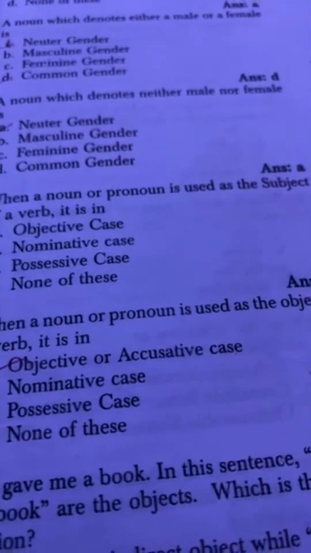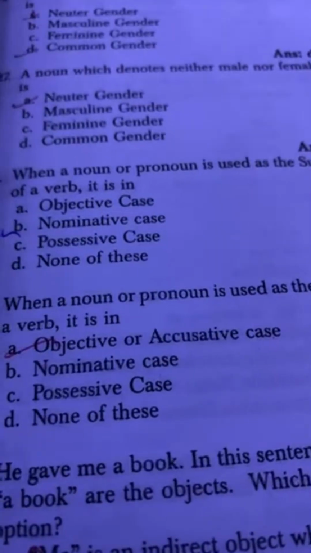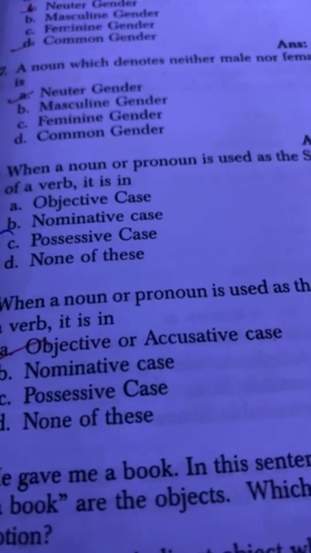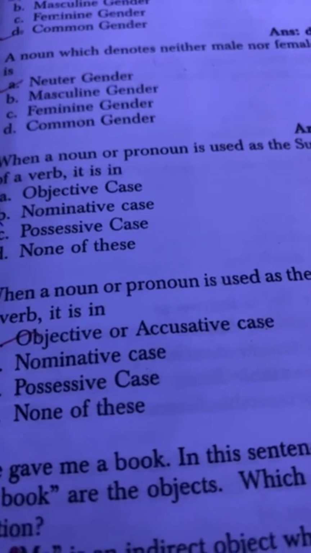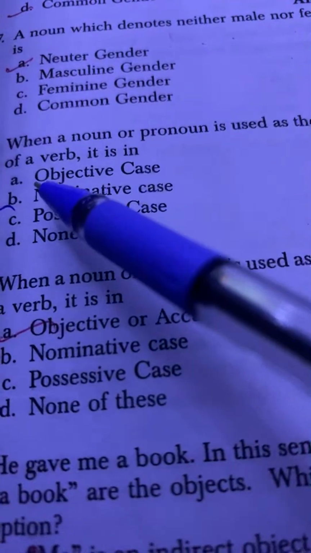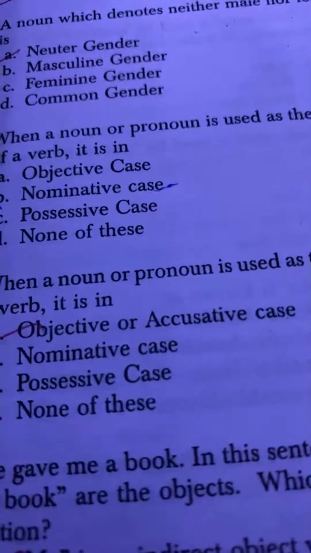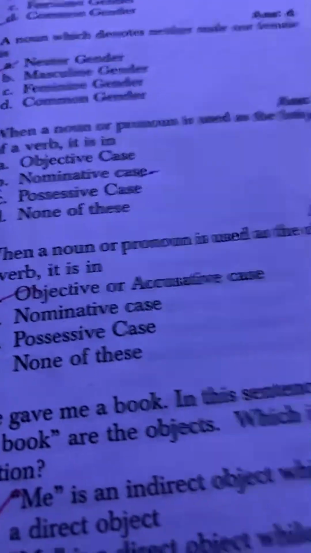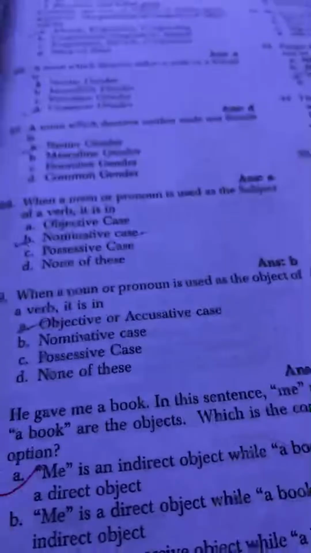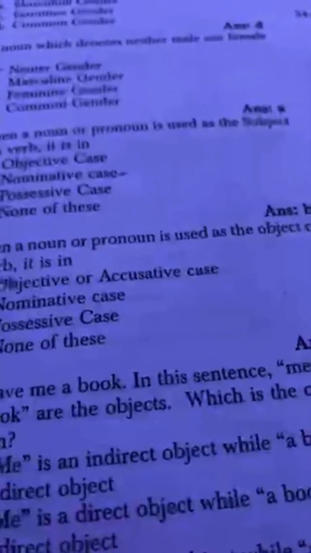When a noun or pronoun is used as the subject of a verb, it is in the nominative case. Okay. Now, when a noun or pronoun is used as the object of a verb, it is called objective, and objective is also called the accusative case.